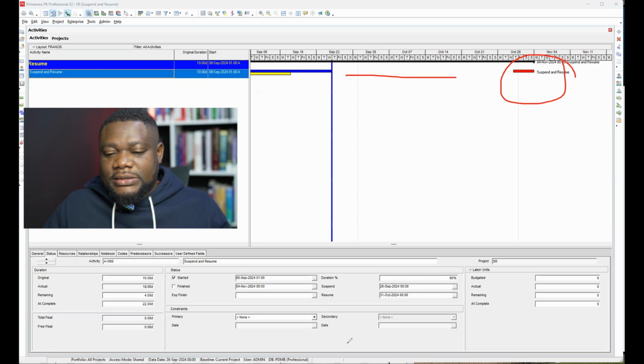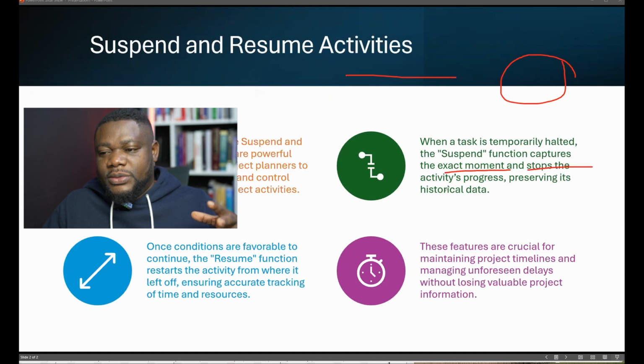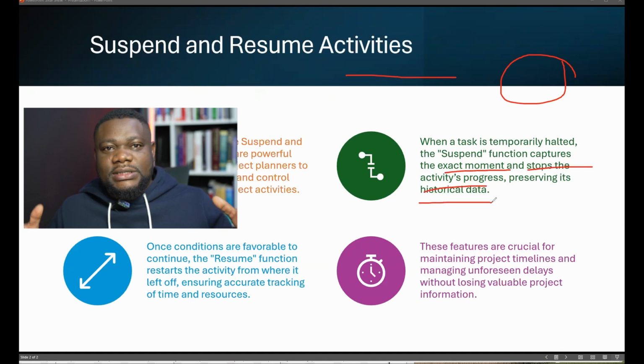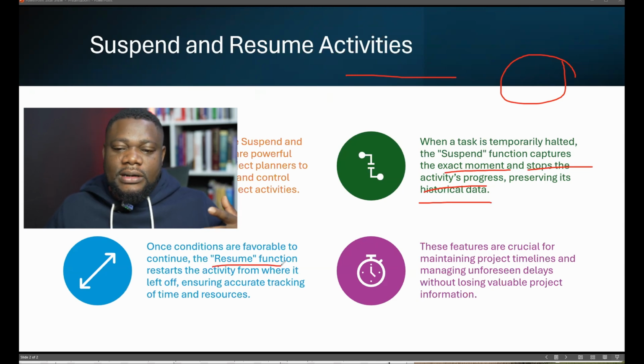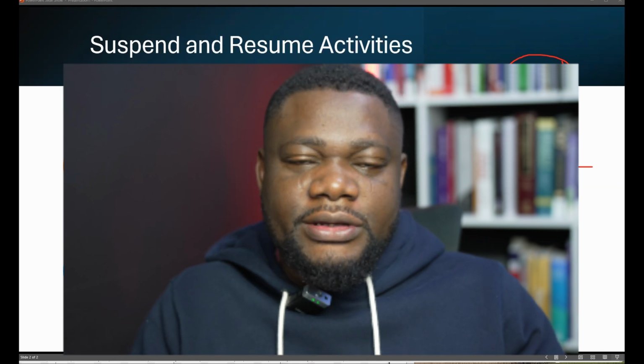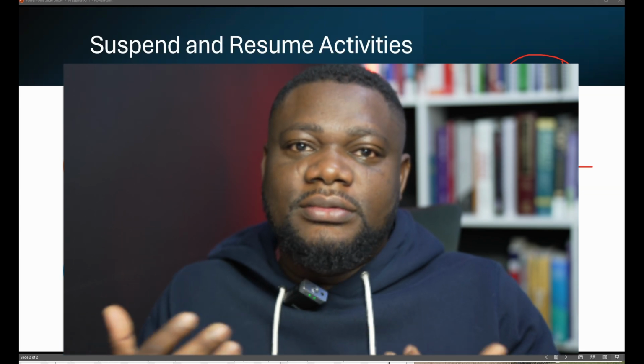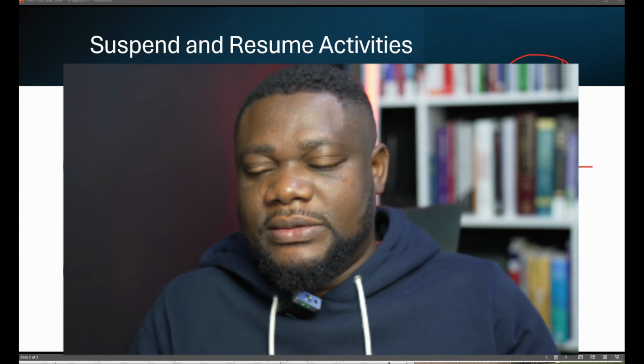Okay, so there you have it, guys. Don't forget, you are trying to freeze the exact moment. You want to stop the activity from progressing, and you want to preserve historical data. And when you think the conditions are now favorable, then we can resume our activity where we left off. Let's say there's a particular resource that's not available at this moment in time, so you can suspend your activity till when the resource will be available in your program. I suppose you can set it to your data date every week when you know that this activity is not going to be executed on the site.